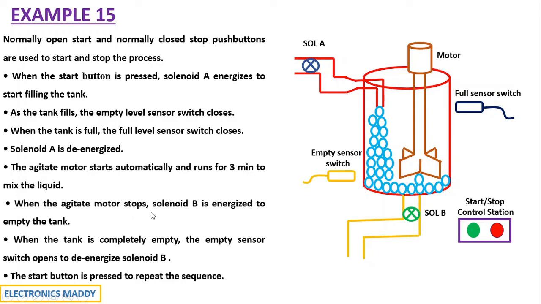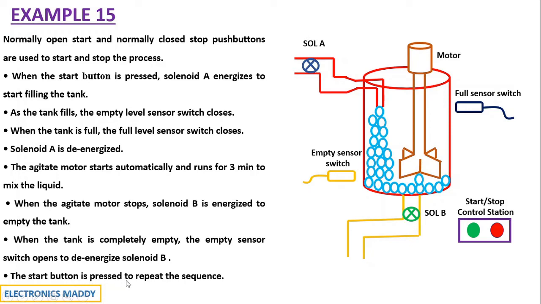When the agitate motor stops, solenoid B is energized to empty the tank. So after 3 minutes, the motor will come to a halt according to the requirement. Once it stops, solenoid B will be energized, it allows the flow of liquid, and the tank starts emptying. When the tank is completely empty, the empty sensor switch opens to de-energize solenoid B. Once the tank is empty, the empty level sensor switch indicates that solenoid B should be de-energized and not allow further liquid to flow through. So that is why the empty sensor switch plays a very important role here.